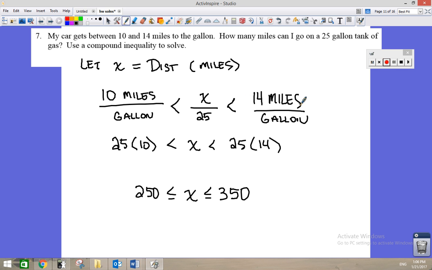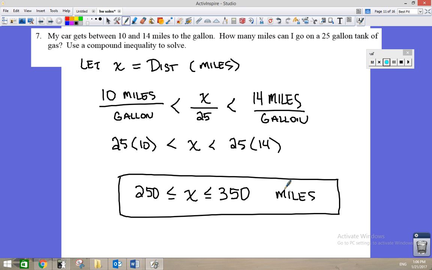We got the same answer by just thinking slightly differently, but this is the way that I should have written it once I read the directions a second time. So here's our answer, and this is in miles. This is the range that I could travel on my 25 gallons. All right, so I hope that helps, and I'll talk to you later.